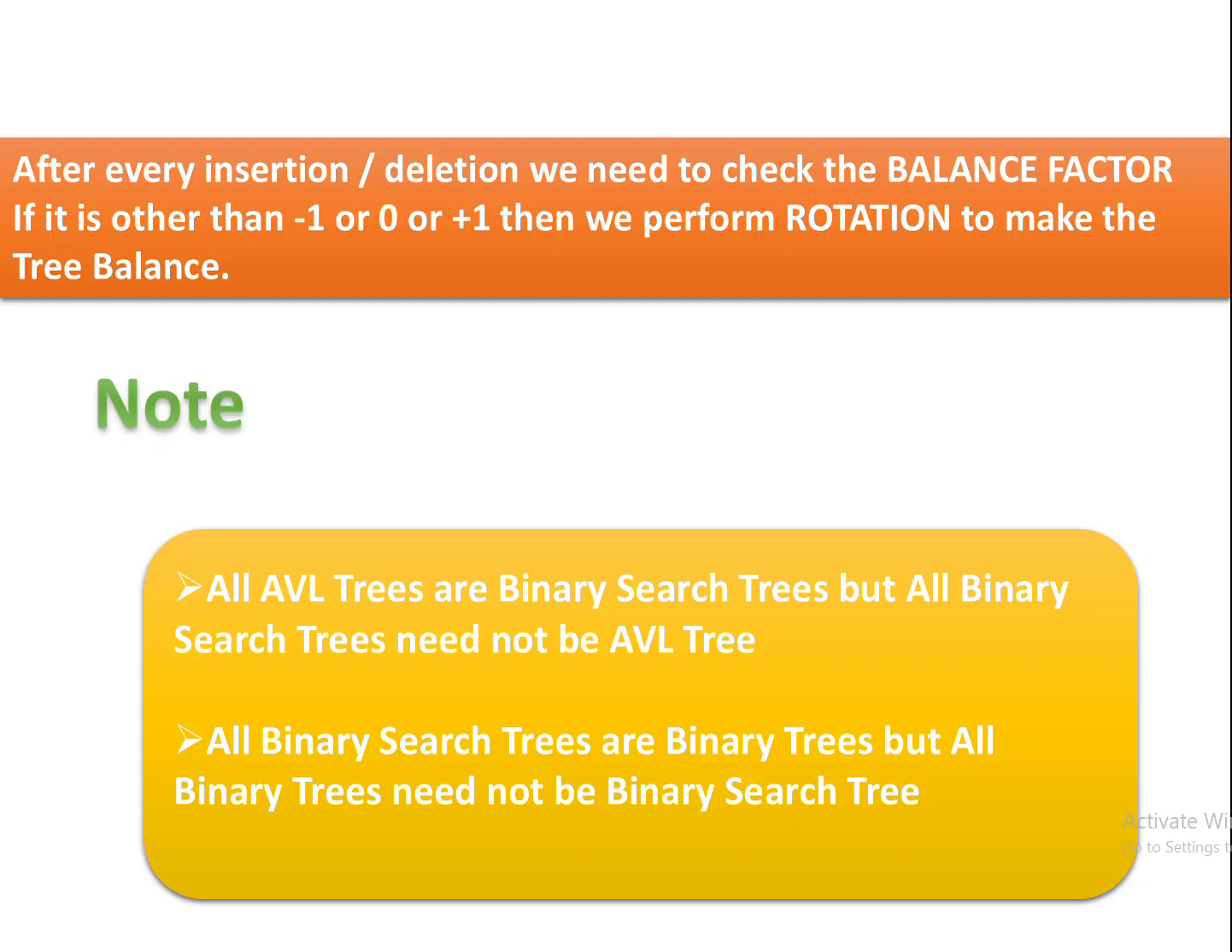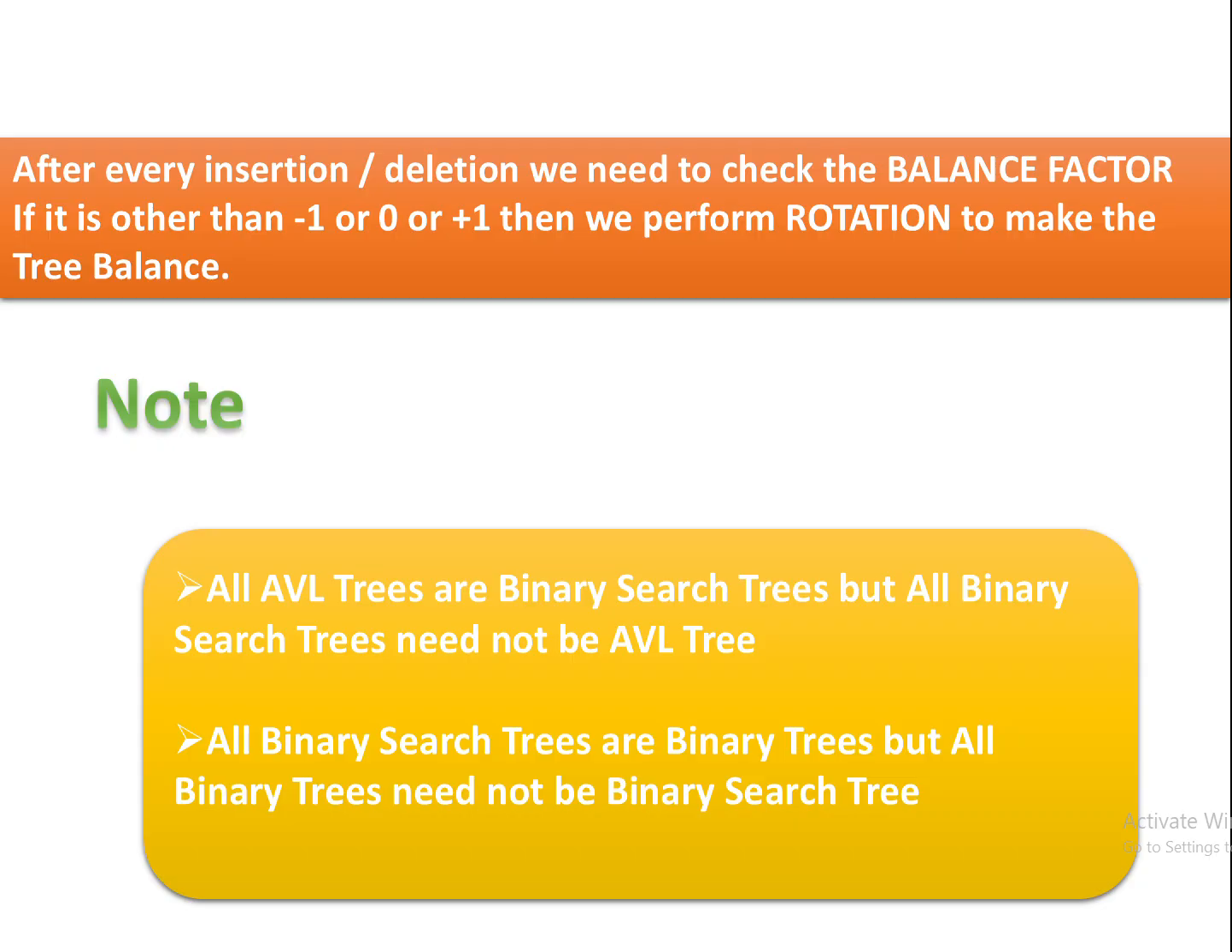Let's see the note. All AVL trees are binary search trees, but all binary search trees need not be AVL trees. Binary search tree means if you compare with the root node, all the left side values are lesser and all the right side values are greater. That is only a binary search tree.